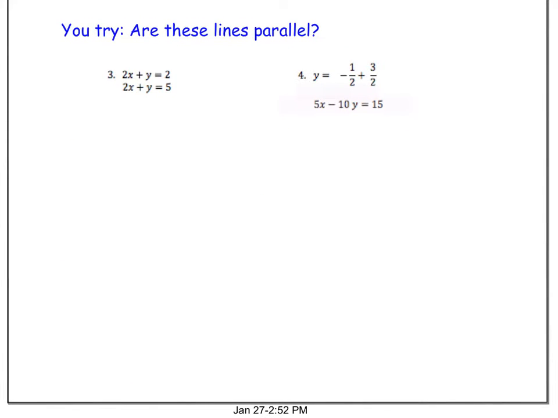You try these couple of practice problems. For number 3, they're both going to need to be converted into slope-intercept form. And number 4, you'll have to convert the second equation. I think I'm missing an x here. Go ahead and try these two problems. Pause the video now.